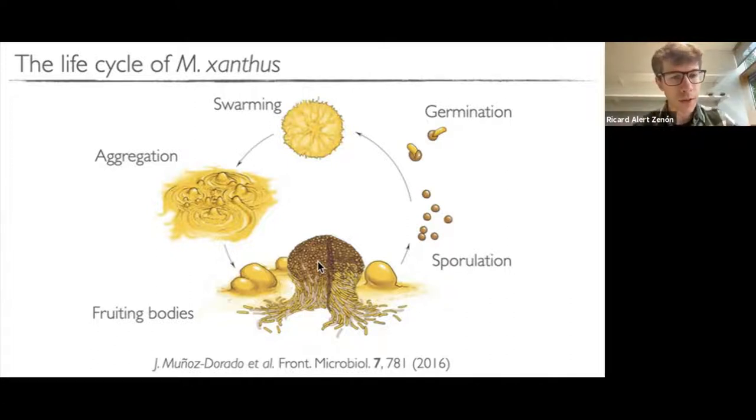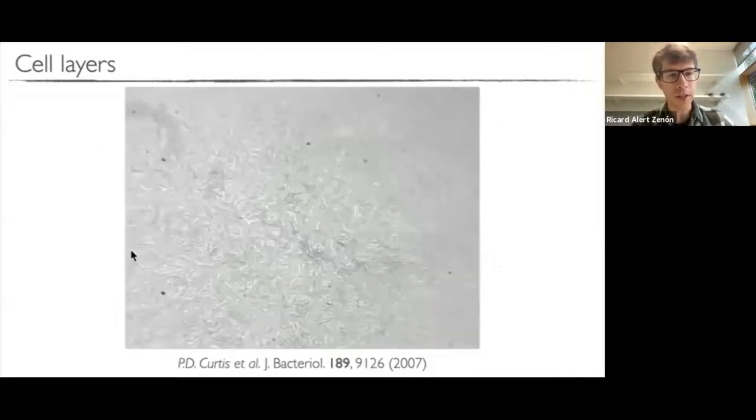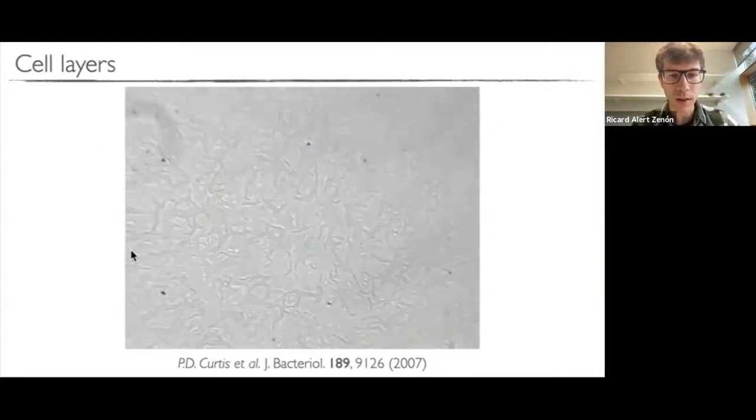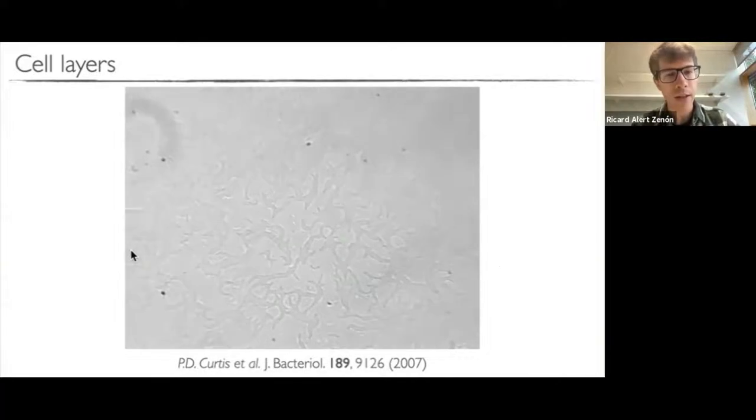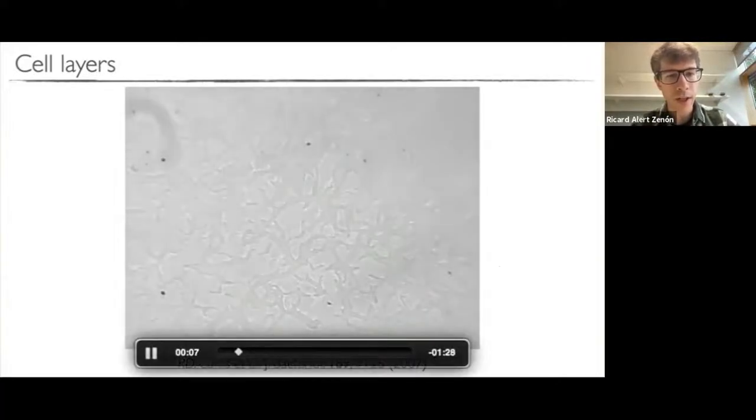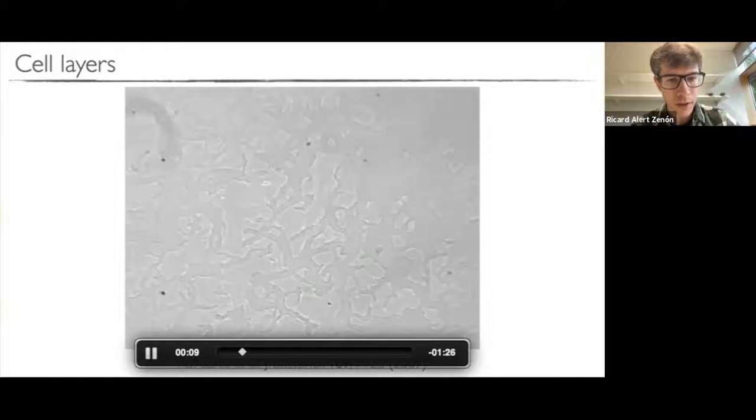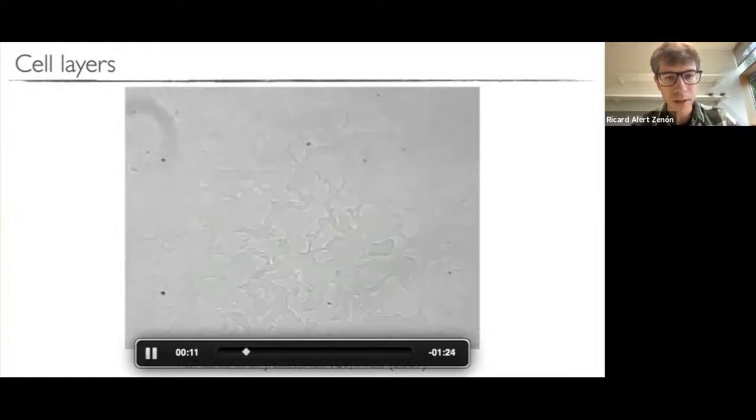What I want to discuss today is precisely this transition from two-dimensional aggregates to three-dimensional cellular aggregates, to the fruiting bodies. What was known about this transition is that, in fact, it happens one cell layer at a time. So here's a movie that shows that. What you see is a cell colony that initially has two cell layers. And then as time goes on and these bacteria starve, you will eventually see that at some point around here, there's a third layer of cells that appears.